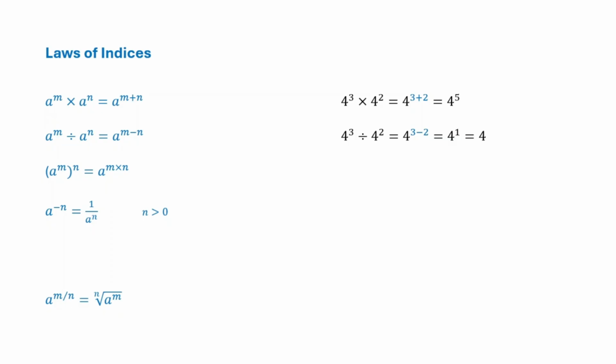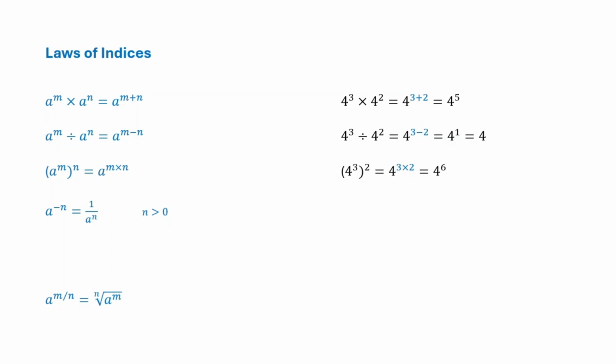The third rule tells us what happens when one power is raised to another power. In this case, we keep the base and multiply the exponents. Let's look at the example. We have 4 cubed, all squared. The base stays exactly the same. Then we multiply the exponents. 3 times 2 is 6, so the expression becomes 4 to the power of 6.